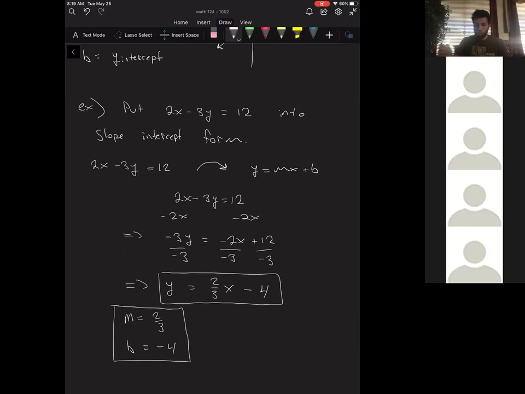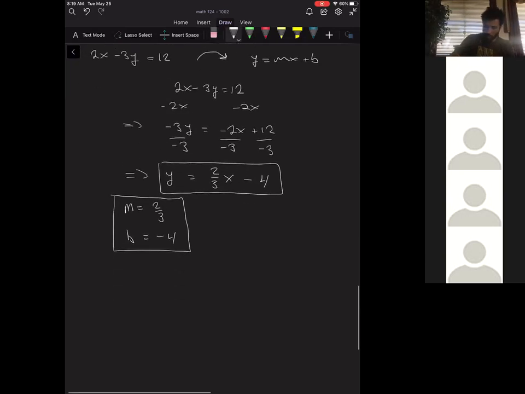So if this problem were to ask you, say if you were just given this line right here and asked to find the slope and find the y-intercept, one way of doing it would be to put it into slope-intercept form, and then you can just read off the slope and the intercept. So here you see our slope is 2/3, and our y-intercept is minus 4. That's sort of like working ahead a little bit from this next question.